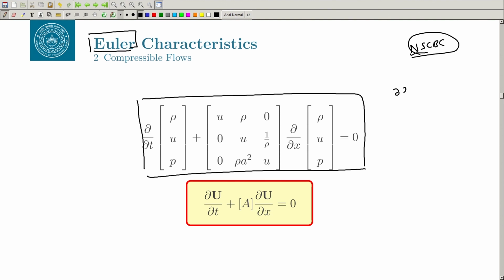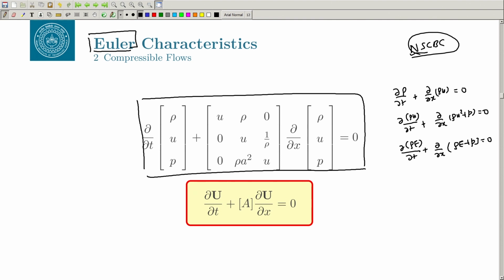You have this equation: del rho by del t plus del by del x of rho u equal to 0, and del rho u by del t plus del by del x of rho u square plus p equal to 0, and del rho E by del t plus del by del x of u times rho E plus p equal to 0. This is Euler and also this is 1D, so we will analyze the 1D equation. Now, the flow may be 2D or 3D, but what matters for practical implementation is basically your normal velocity, u dot n.